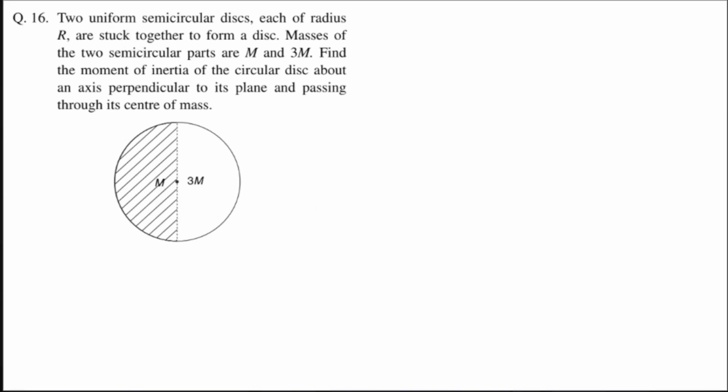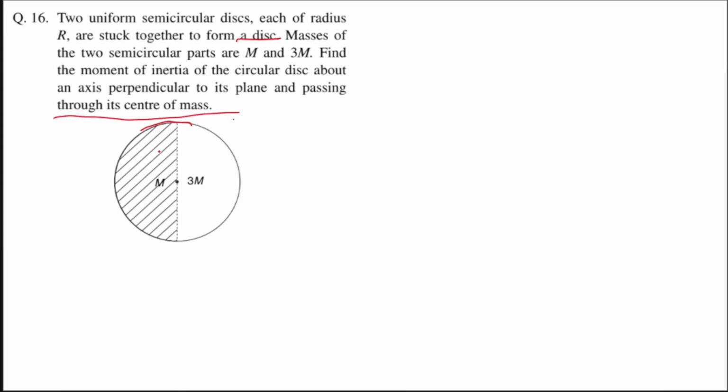Question क्या कह रहा है? There are two uniform semicircular discs, each of radius r, and they are stuck together to form a disc. ठीक है? Masses of two semicircular parts are given यहाँ पे दिया हुआ है. We have to calculate moment of inertia of this composite disc about an axis perpendicular to its plane and passing through its center of mass.